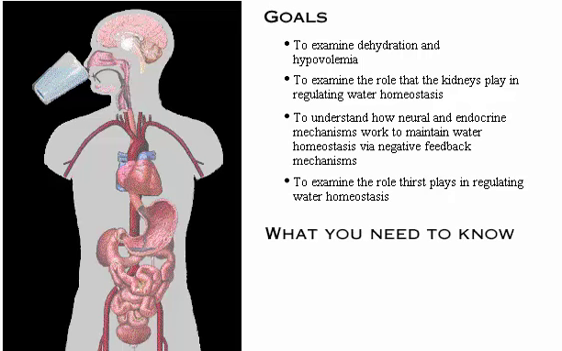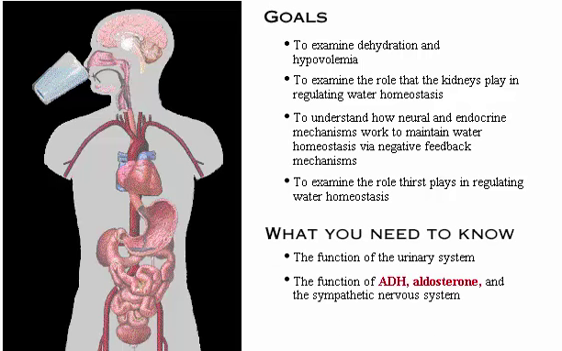Here's what you need to know: the function of the urinary system, the function of ADH, aldosterone, and the sympathetic nervous system. To see definitions of terms, click the bold red words.